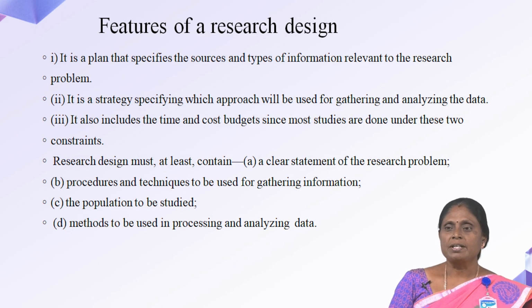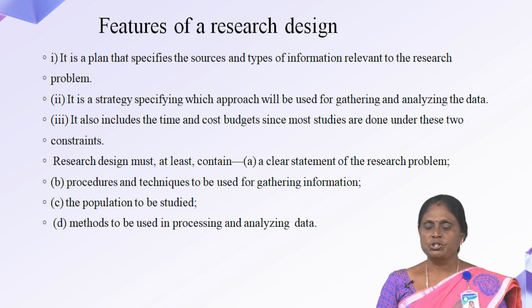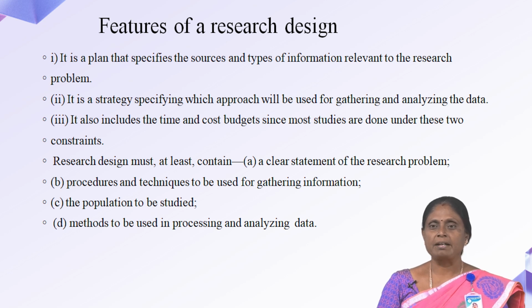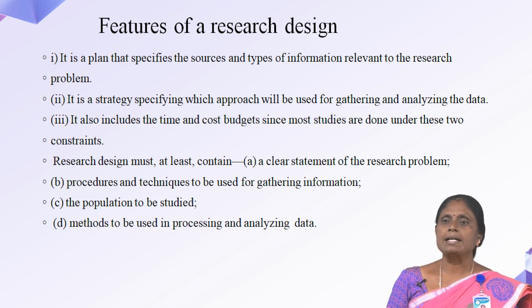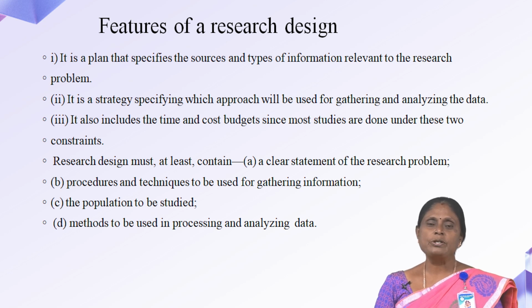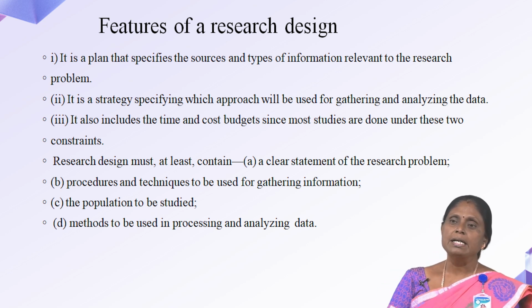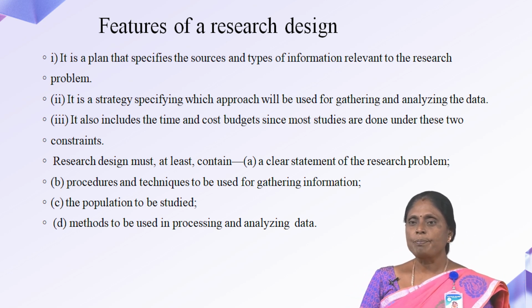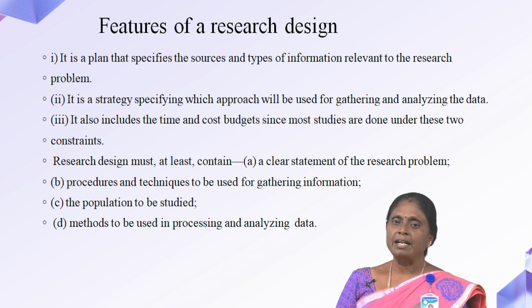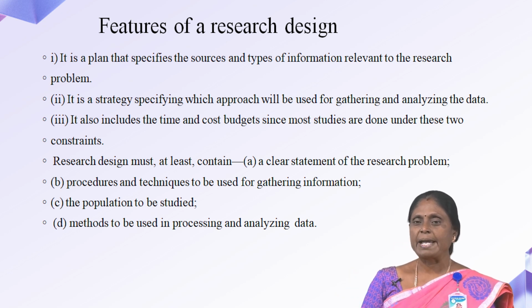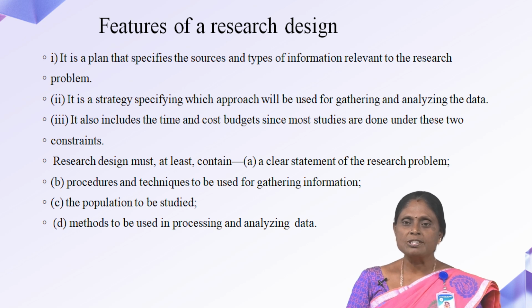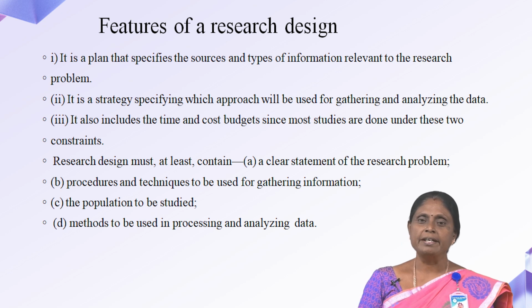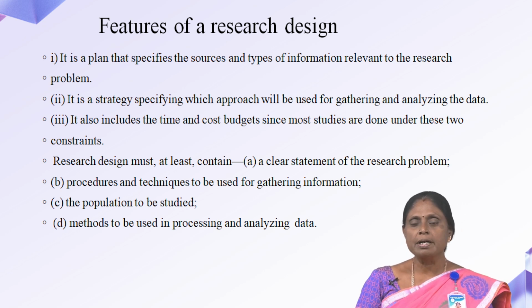Next, what are the features or characteristics of research design? The first one: it is a plan that specifies the sources and types of information relevant to the research problem. It must be relevant to the research problem. Second, it is a strategy specifying which approach will be used for gathering and analyzing the data. See what type of approach we use. Next, it also includes the time and cost budgets, since most studies are done under these two conditions.